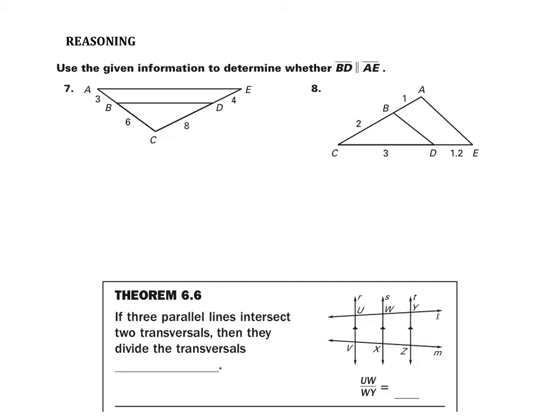Okay, in order to determine if I have parallel, I need to see if I have the same ratio. So does 6 over 3 equal 8 over 4? 6 over 3 is 2 over 1. 8 over 4 is 2 over 1. So yes, BD is parallel to AE.